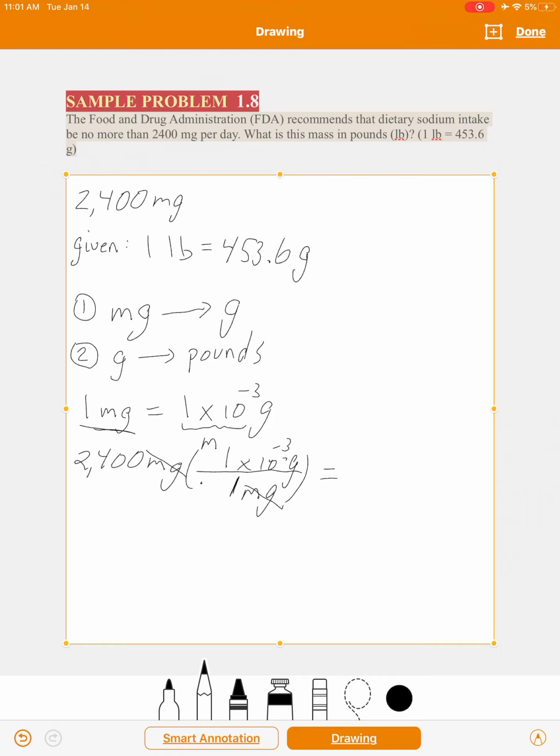Now, in fact, because we have 1 times 10 to the minus 3, we could actually write this in exponential notation as 2,400 times 10 to the minus 3 grams. And there's nothing wrong with that number. It's not in what we would call scientific notation. Scientific notation is a number where we have 1 through 9 times 10 to the x. Well, this is 2,400 times 10 to the x, where x is minus 3. So what I'm going to do here is I'm going to go ahead and pull up my eraser here. Oops, sorry.